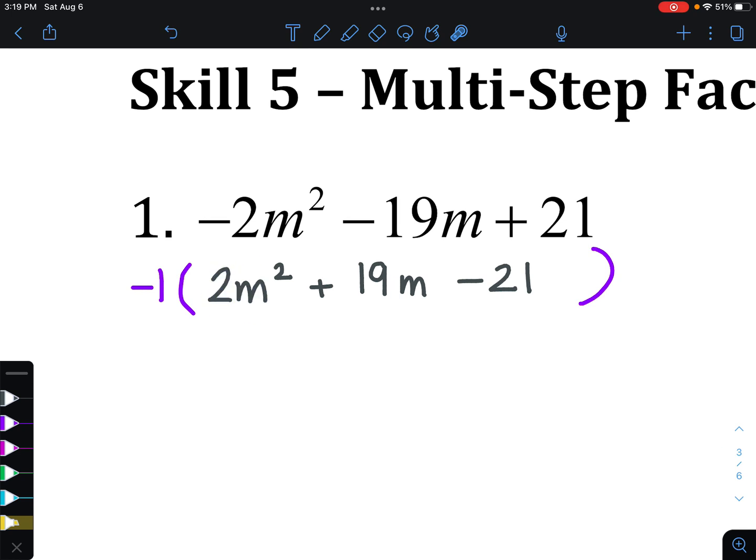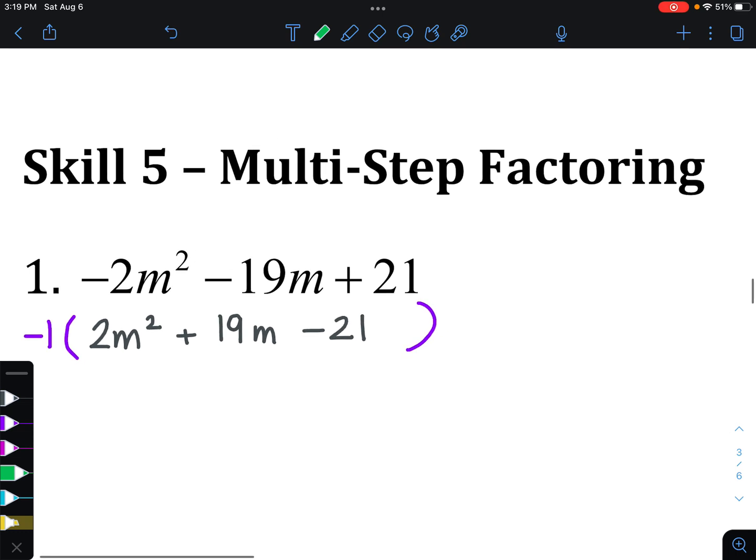So now what we can do is look inside and see which of the methods we're going to use. There's 3 terms, so it's going to be one of the trinomials. The leading term is greater than 1, so I'm going to have to split the middle and factor by grouping. So I'm thinking of two numbers that multiply to negative 42 and add to 19. Oops, I think we're going to flip the signs there: positive 21 and a negative 2.